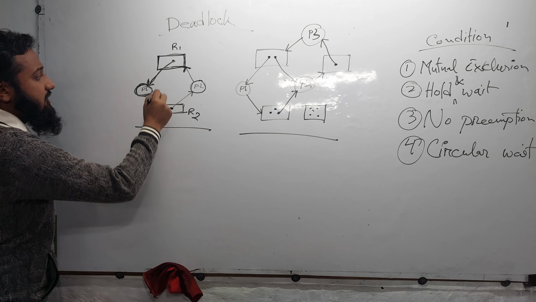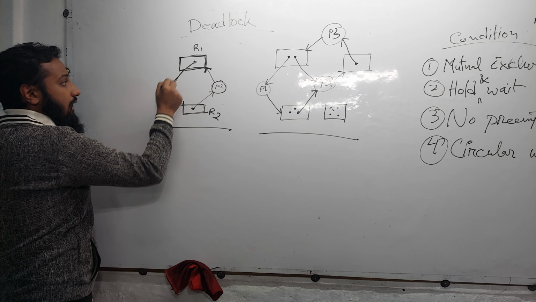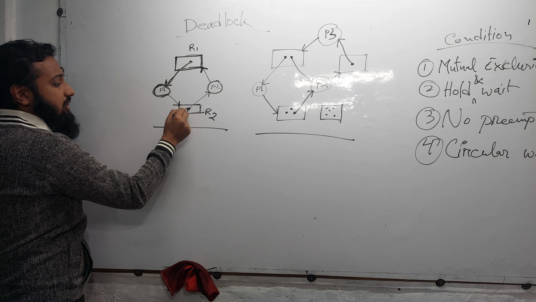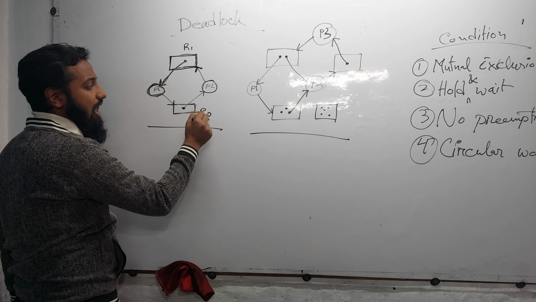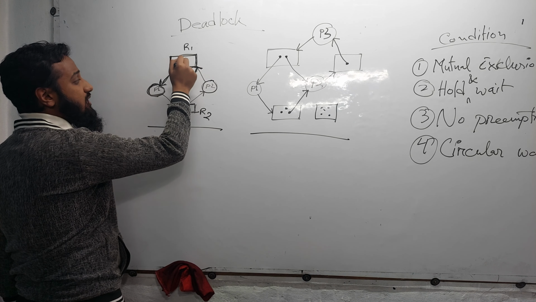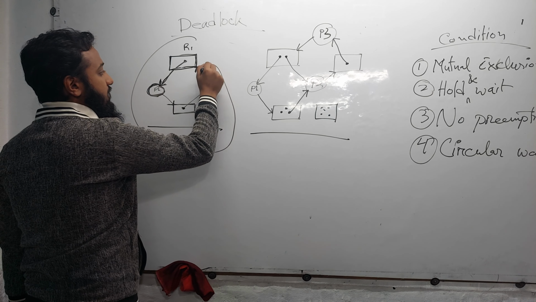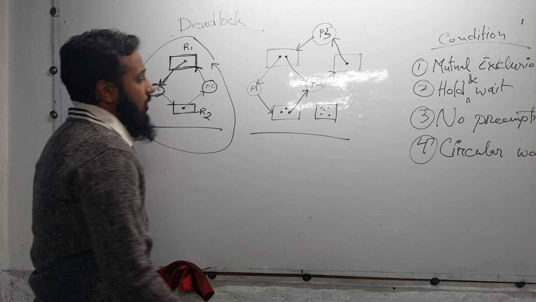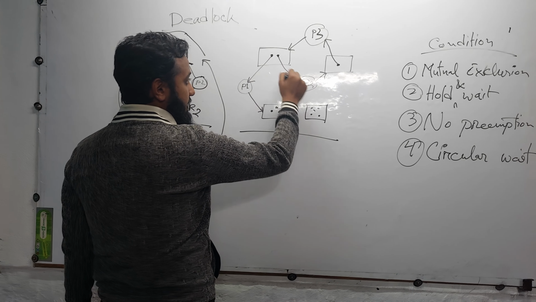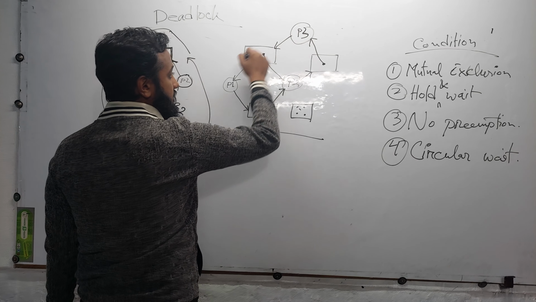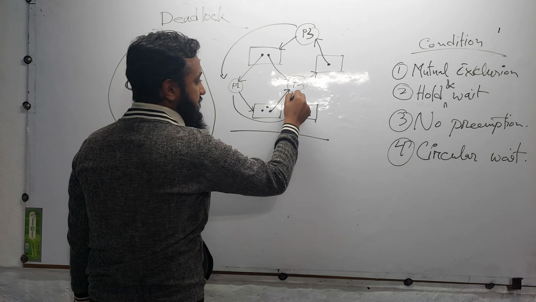In this graph, we can see that there is a circular wait. P1 is holding R1 and requesting R2. And P2 is holding R2 and requesting R1, which is held by P1. We can see a circular wait. We can also see a circular wait in this graph, and in this graph.